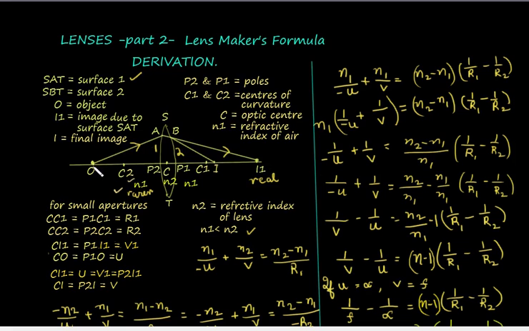From O, another ray starts and passes through the radii of curvatures and optical center and meets the refracted ray at point I1 where real image is formed. So, if only surface 1 was present, the image would have been here.